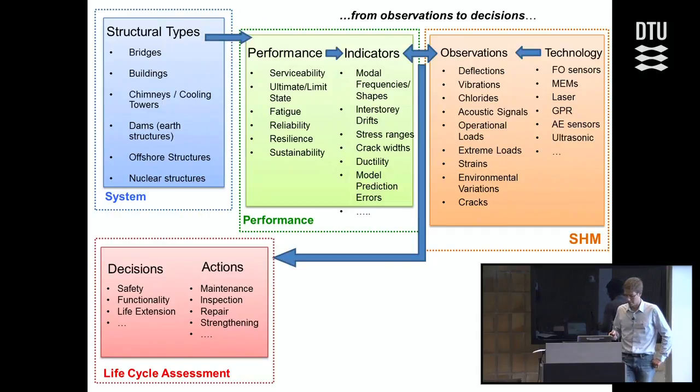So here is that scheme, where we have different performance concepts, different performance indicators that go with these performance concepts, and measurements and observations that we get from our SHM technologies, all in relation to the different structural types for which we have had presentations, and how this all goes together into decisions and actions for lifecycle assessment. The blue arrows refer mainly to methods and tools that are linked with working group 3.